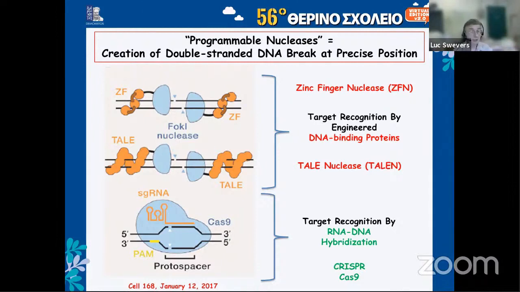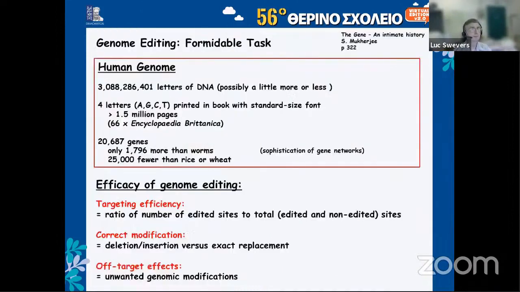And most recently, the CRISPR-Cas system was discovered, and here the binding to specific sites in the DNA has become much easier and very easy to design, because it is based on RNA-DNA hybridization. So the only thing that is required to get a cut of double-stranded DNA in the genome is to design an appropriate oligo such that it can bind to a certain sequence in the genome.